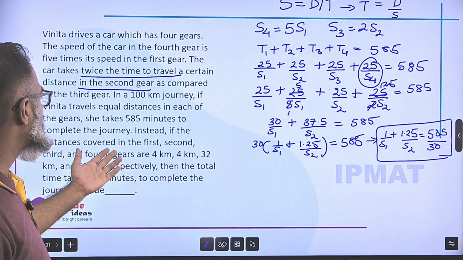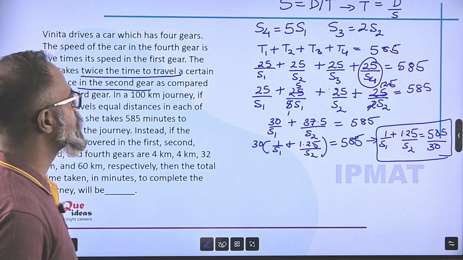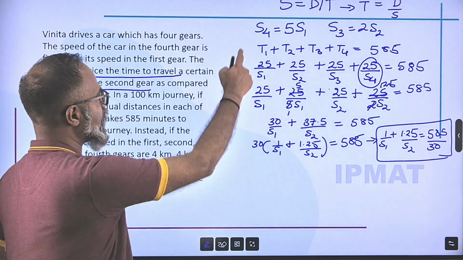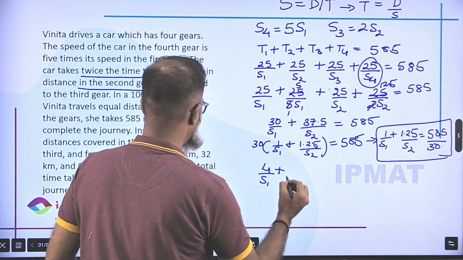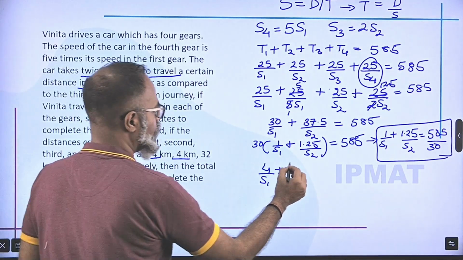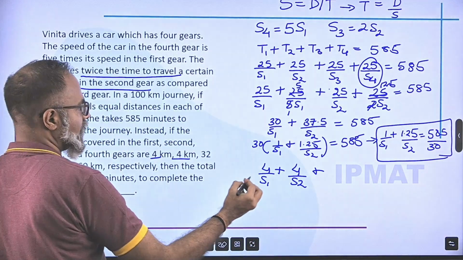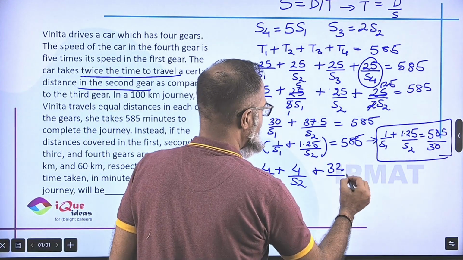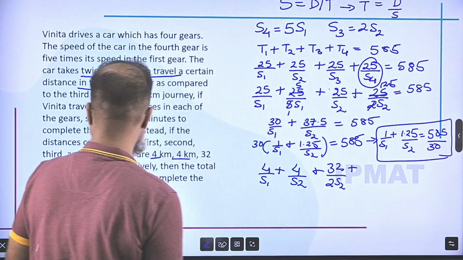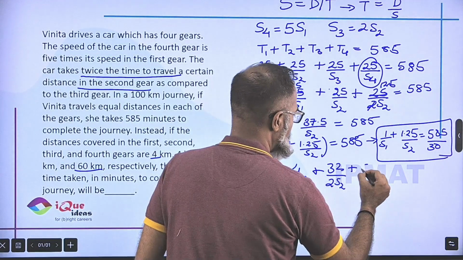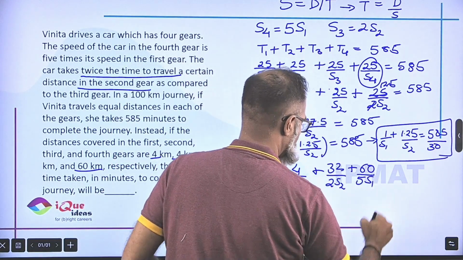Now the second part. Now instead the distances covered in first, second, third and fourth gear are 4, 4, 32 and 60. Then total time. So now time 1 is 4 upon s1. The second is also 4 upon s2. Third distance is 32, and s3 I can write as 2s2, plus fourth distance is 60, and fourth speed s4 can be written as 5s1. I have to find the value for this.